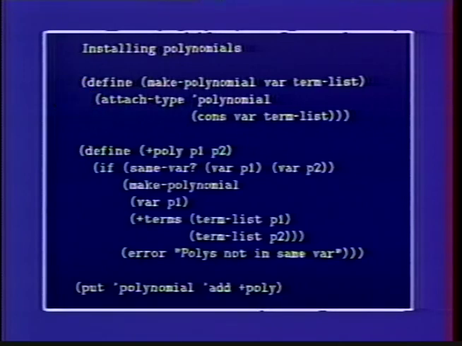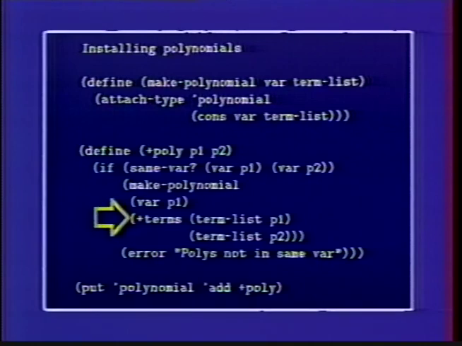Okay, how do we add two polynomials? To add a polynomial P1 and P2, and then just for simplicity, let's say we will only add things in the same variable. So if they have the same variable, and same variable here is going to be some selector we write, whose details we don't care about. If the two polynomials have the same variable, then we'll do something. If they don't have the same variable, we'll give an error: polynomials not in the same variable. And if they do have the same variable, what we'll do is we'll make a polynomial whose variable is whatever that variable is, and whose term list is something we'll call sum terms.